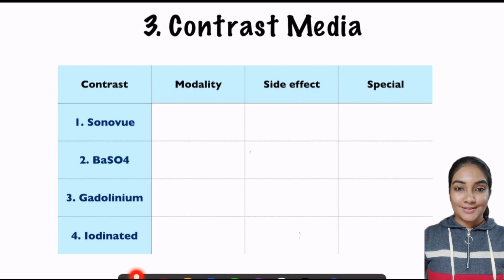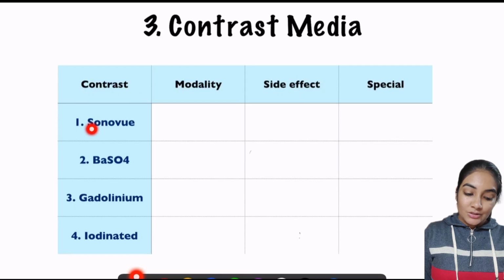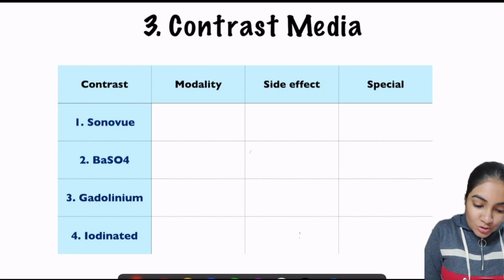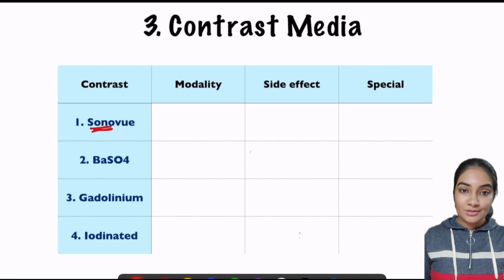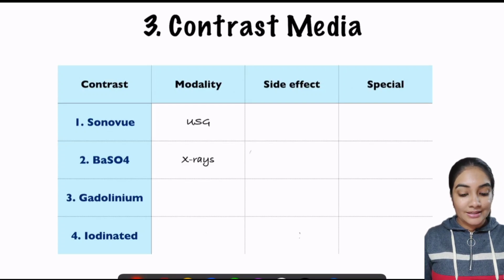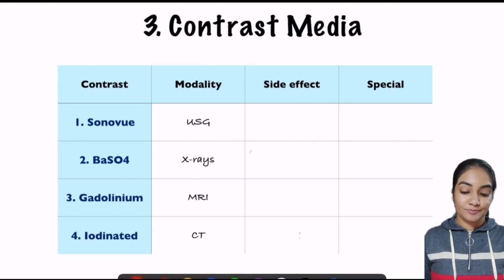Moving on to contrast media. We have 4 major contrasts about which we need to know stuff. SonoView. Sono, so it is used for USG. BaSO4, gadolinium and iodinated contrasts. Which modality are they most commonly used for? SonoView, Sono, ultrasonography, USG. BaSO4 barium basically is used in your X-rays, gadolinium in MRI, and iodinated contrasts is used in CT scan mostly.